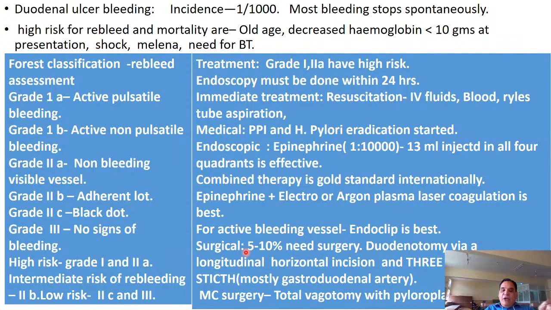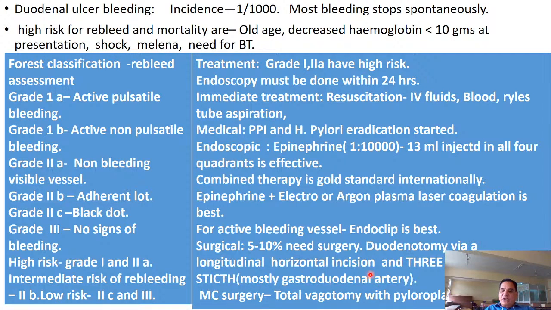Surgical: 5 to 10% need surgery. What is the surgery? Just the chart is more than enough for you. Duodenotomy via a longitudinal incision. That means the duodenum is opened longitudinally and you stitch at 3 points. You are stitching at 3 points. You do not take any chance.